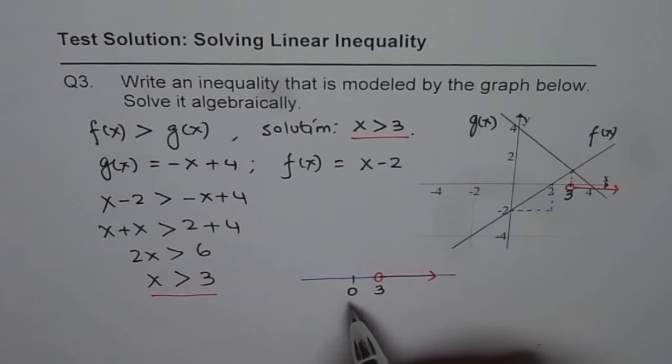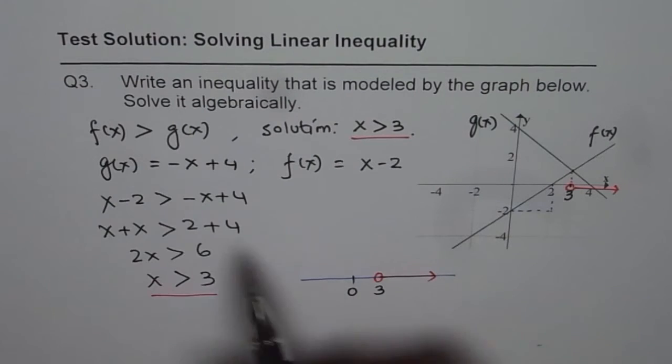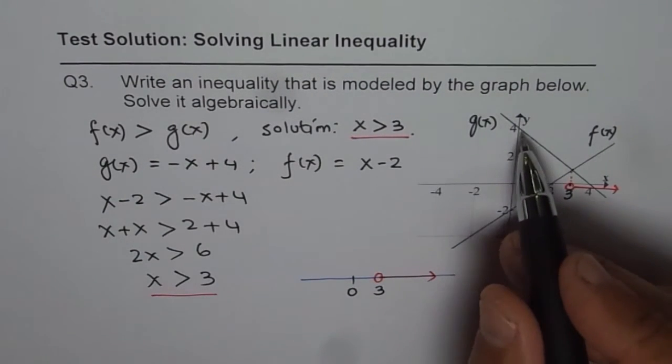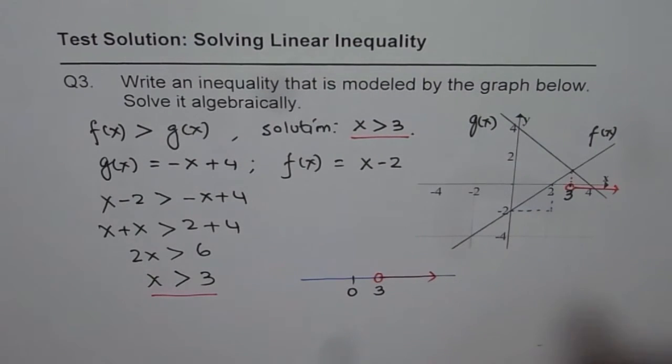As we see, 0 is not a part of the solution, correct? So at 0 f of x should not be greater than g of x. Let's check. At 0 g of x is greater, not f of x. So that works fine, correct? So that is how we can solve and check our question also.